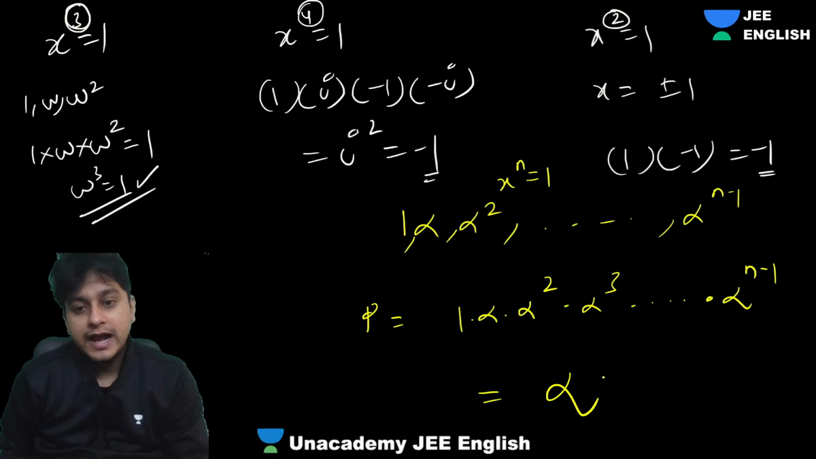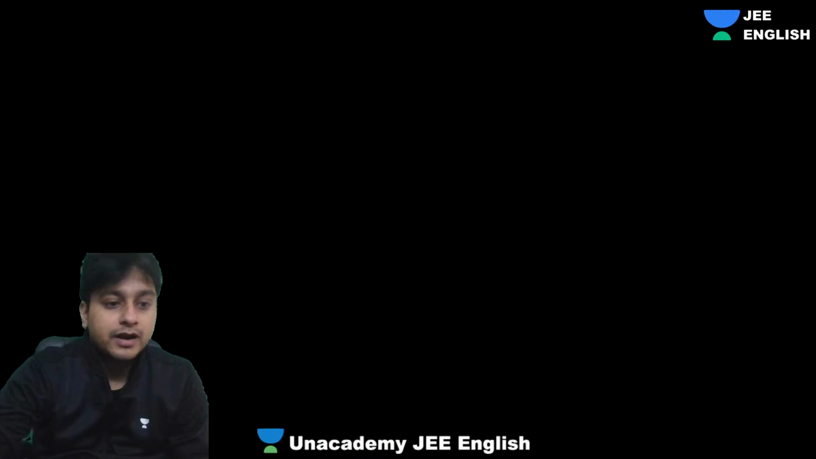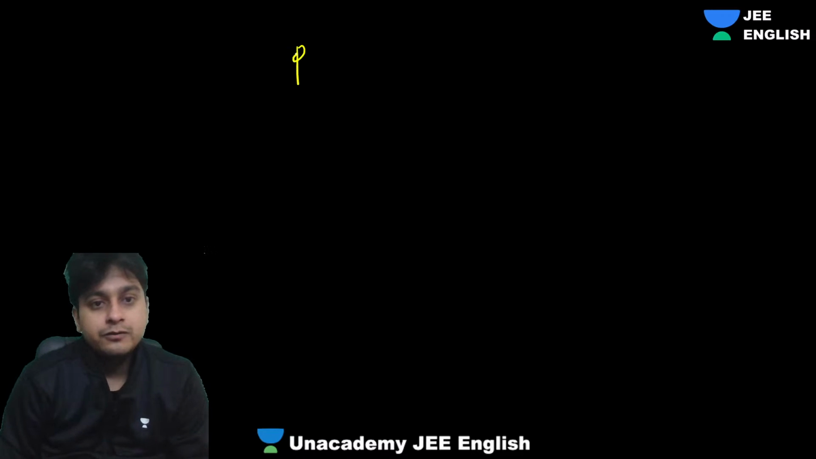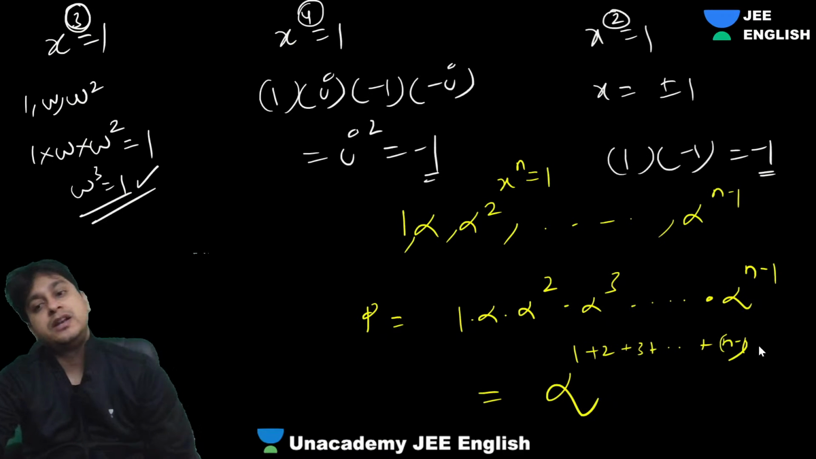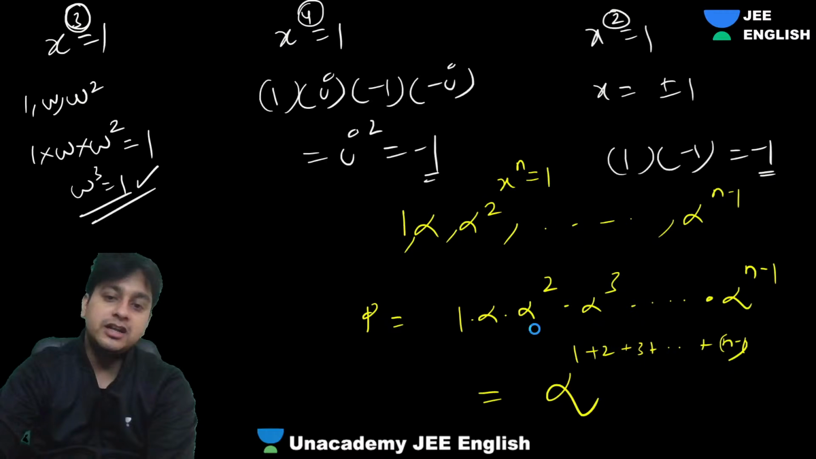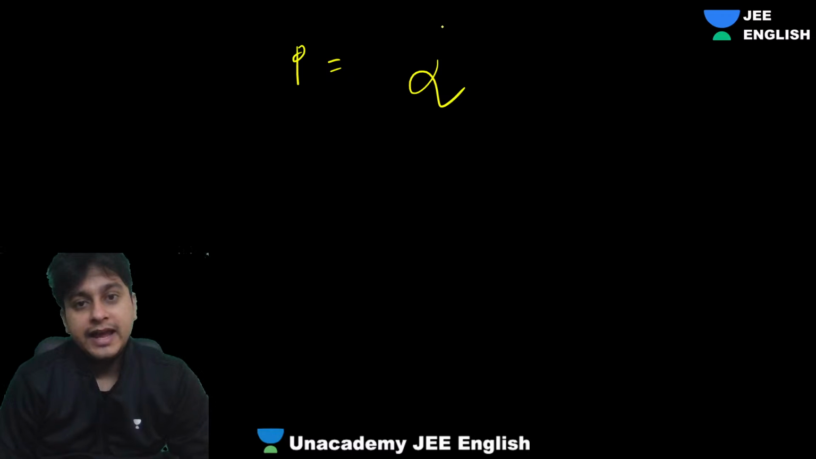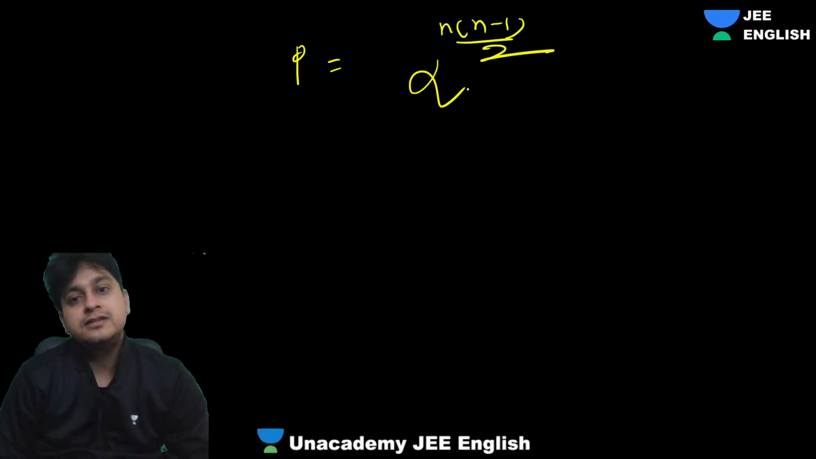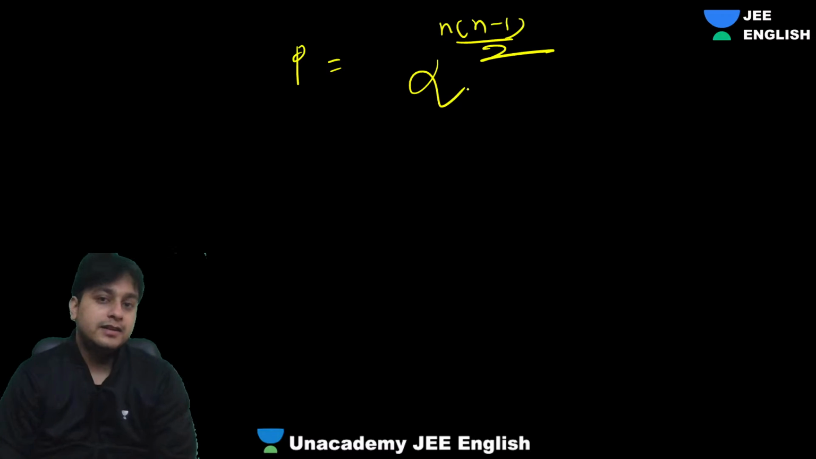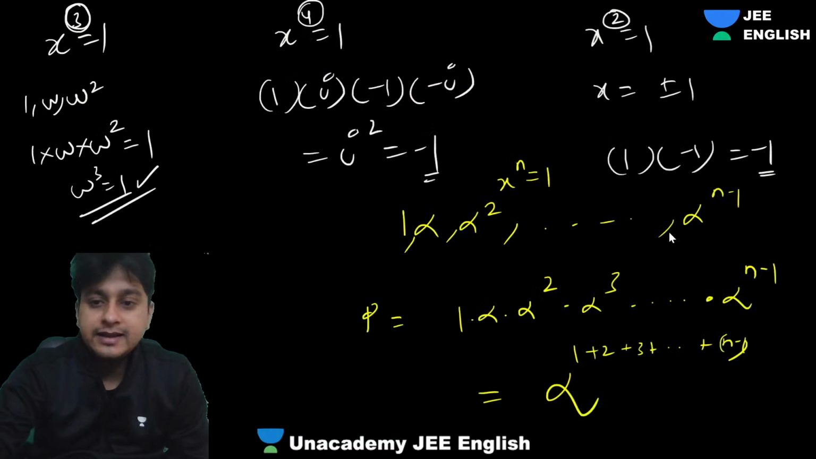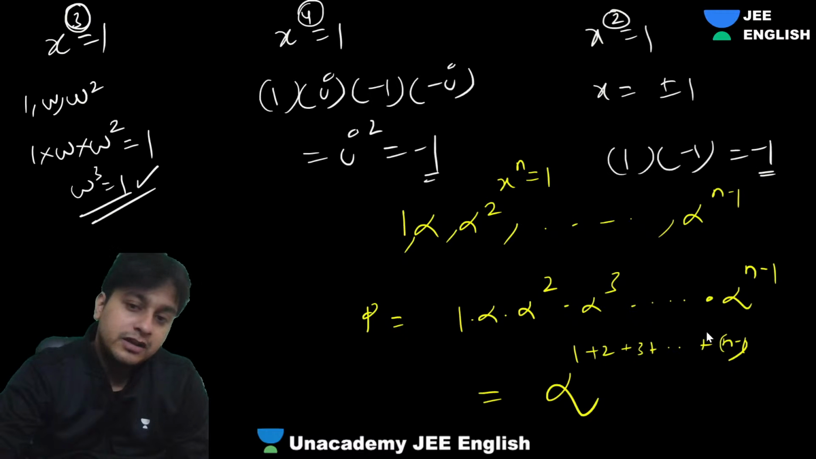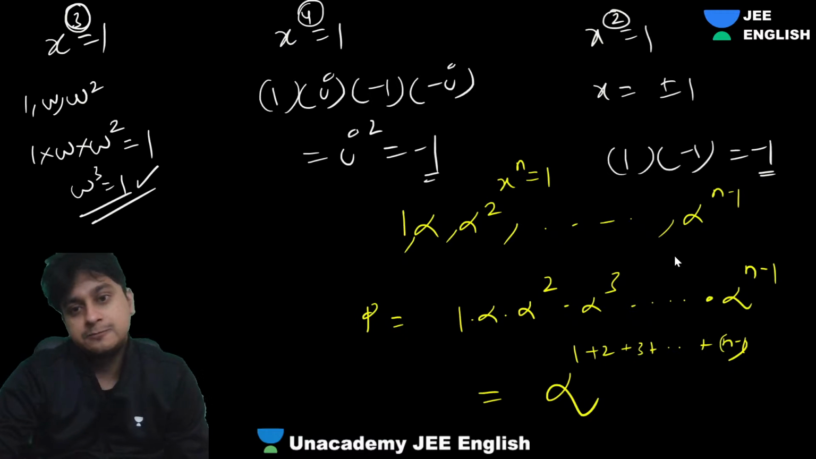Now guys, if you add the powers, you will get 1 plus 2 plus 3 so on till n -1. So this everyone knows, right? The product will be alpha to the power 1 plus 2 plus 3 till n -1. So n -1 terms, how can you add it? That will be n into n -1 by 2, right? Obviously, it is an AP, the sum of n -1 terms of an AP.